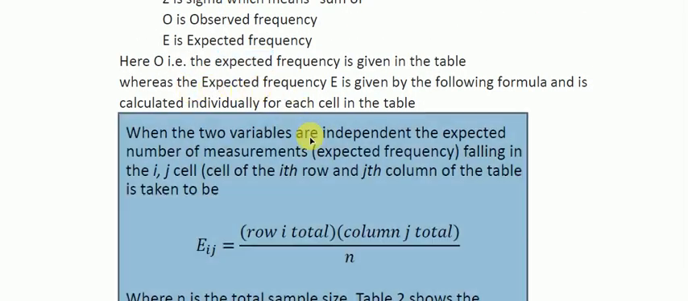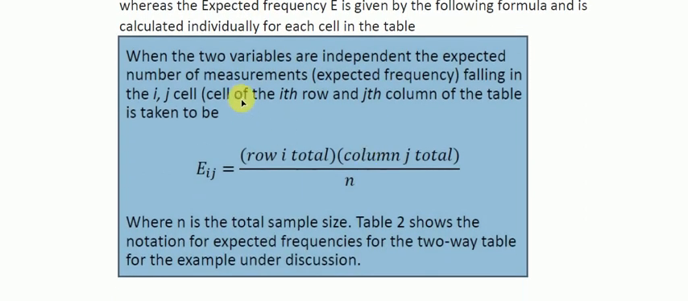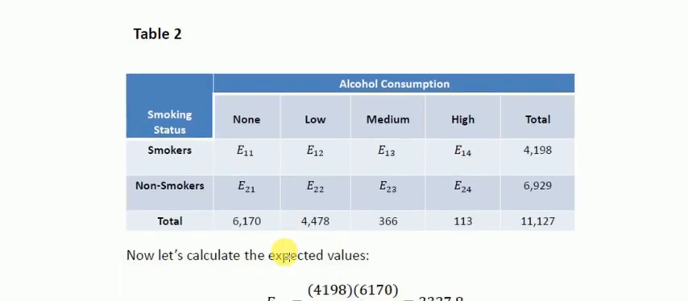When two variables are independent, the expected frequency falling in the cell of the ith row and jth column of the table is taken to be the row i total times the column j total, divided by n, where n is the total sample size. Table 2 shows the notation for expected frequency. So we'll be calculating expected frequencies for each of them.